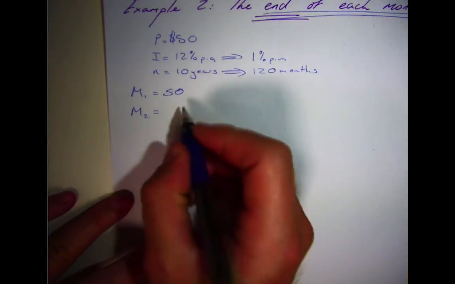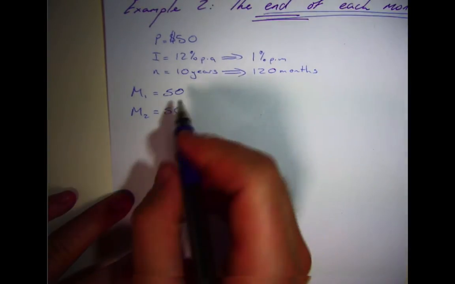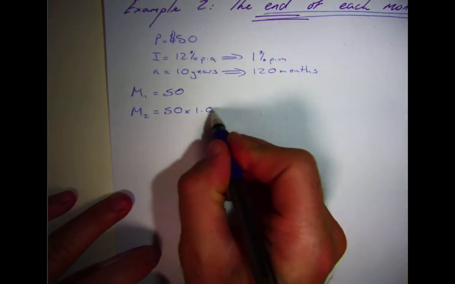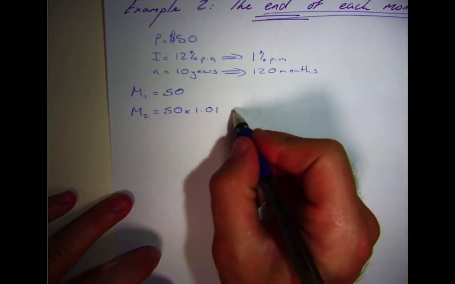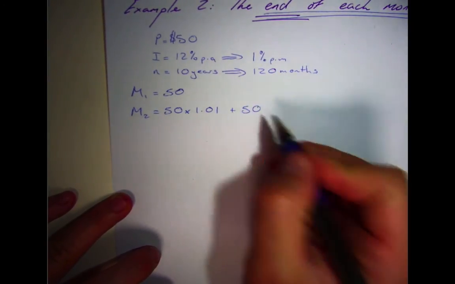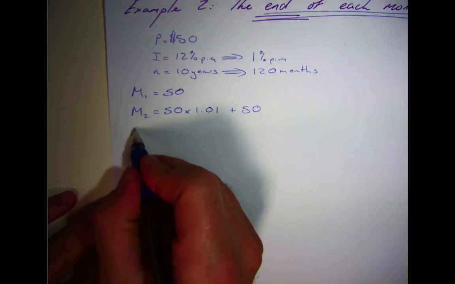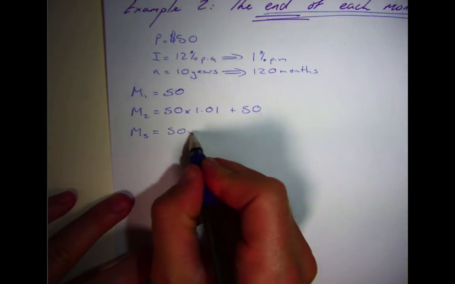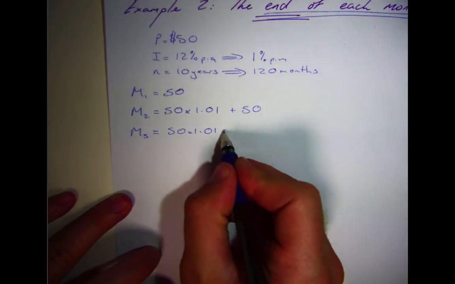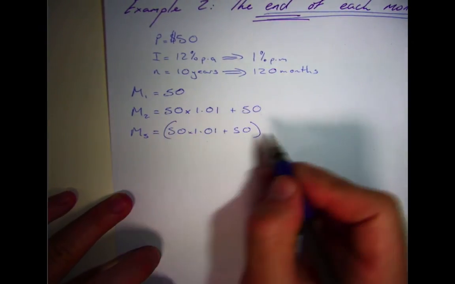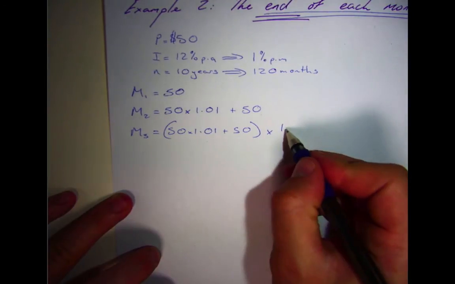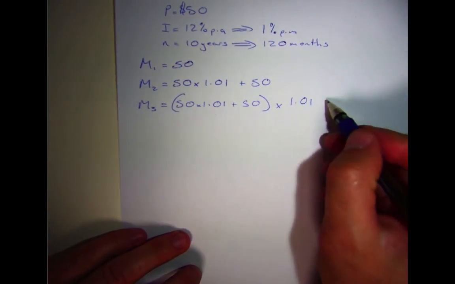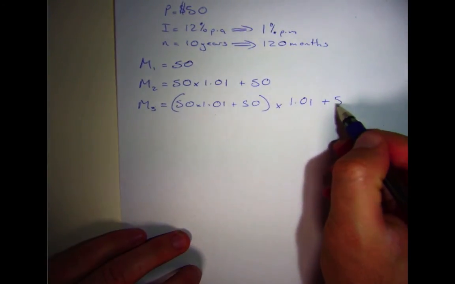Month number 2, we have the $50 that was invested at the end of month 1. That earns interest, 1.01 for the month. And then at the end of month 2, we add $50. Alright, month 3. All of this is there at the beginning of month 3. All of that will earn interest in month 3. So there is the interest in month 3. At the end of month 3, we will add $50.